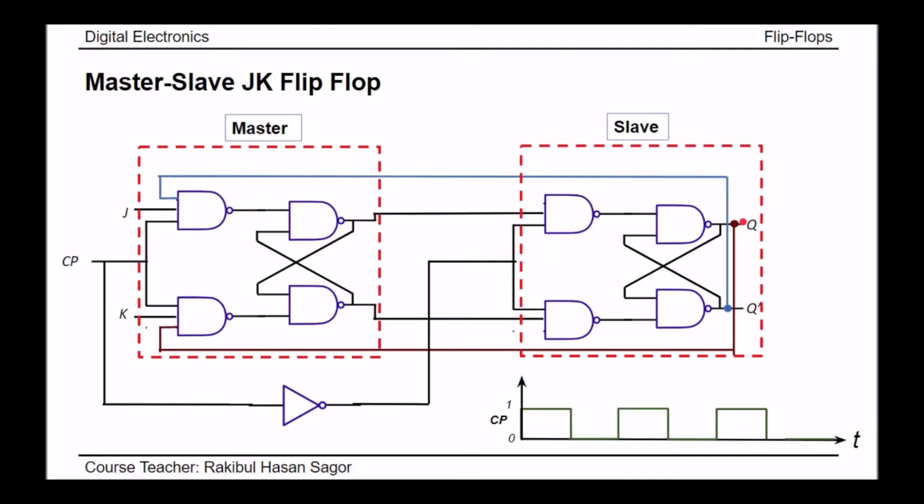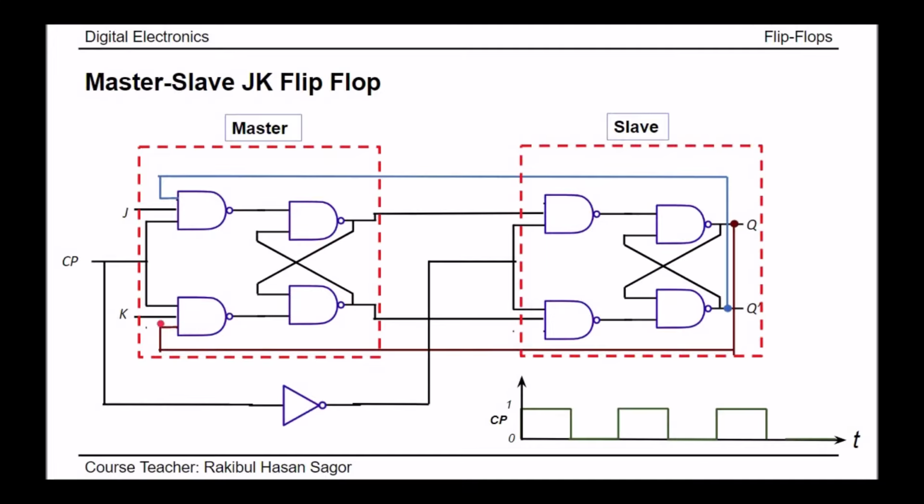Now, when it changes the output of this slave side, this output will come to the master side as feedback at that instant. But as long as this clock pulse is 0, this feedback will not cause any problem in the output of the master side, because during this CP 0 time, this master is deactivated. Again, when clock pulse comes from 0 to 1, this master is activated, and we have the feedback from the previous clock pulse.